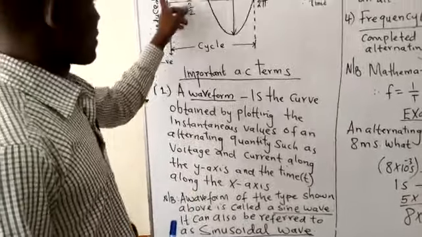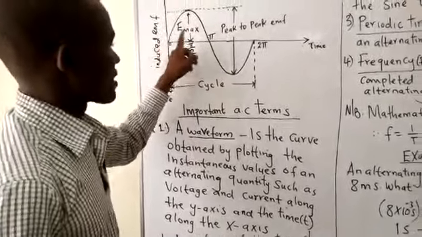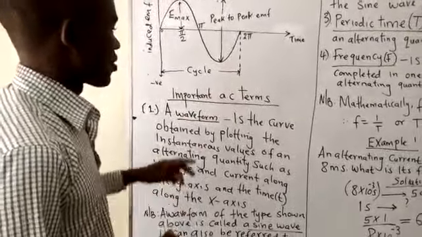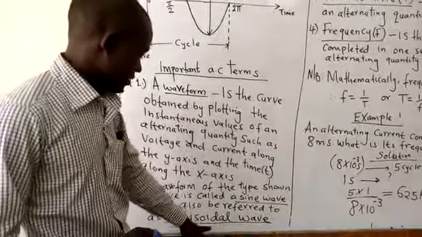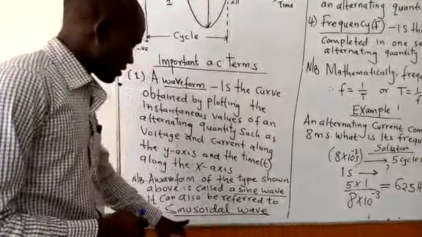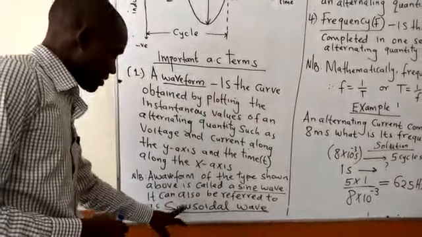So this curve takes the shape of a sine wave. That is why it is called sinusoidal. It's called a sinusoidal wave, where the first part represents a sine wave.